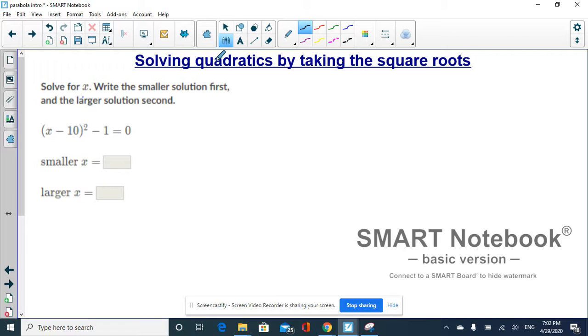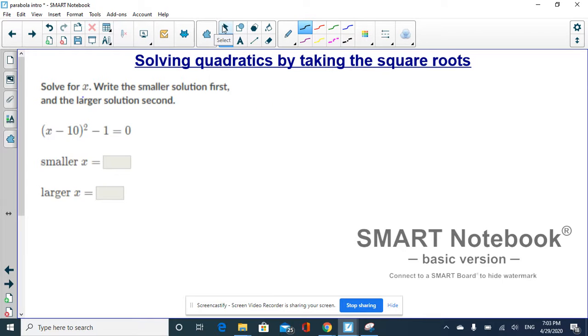The first one, solve for x. Write the smaller solution first and the larger solution second. That means we will have two solutions. Okay, how can we solve this equation? (x - 10)² - 1 = 0.